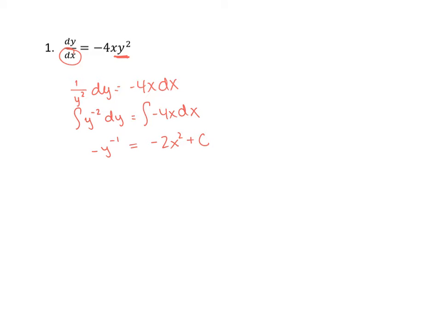So my goal is to get the y isolated. The negative y to the negative 1, that's the same as negative 1 over y. And I just want it to be in the form y equals instead of negative 1 over y equals. So I would first multiply both sides by y, and then divide by the negative 2x squared plus c. And that's it.